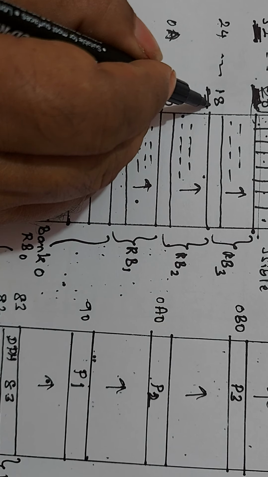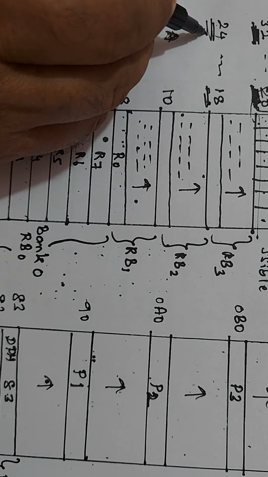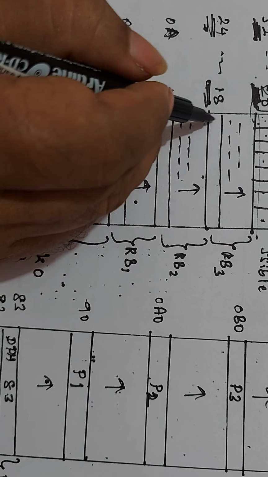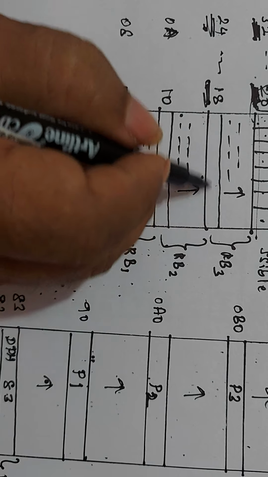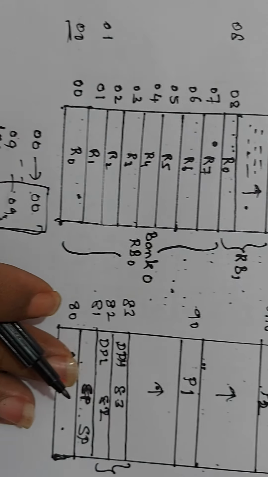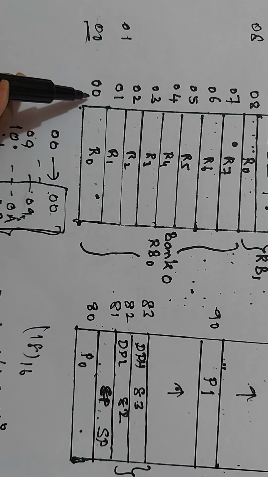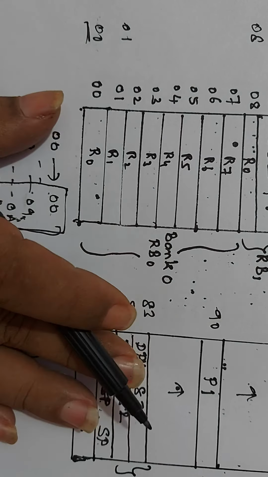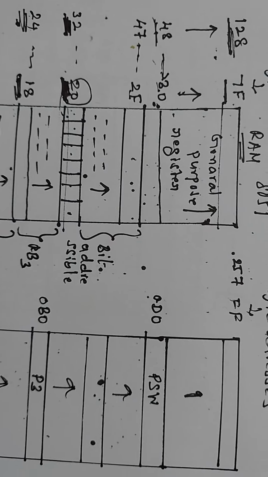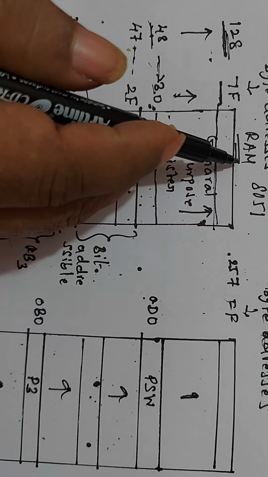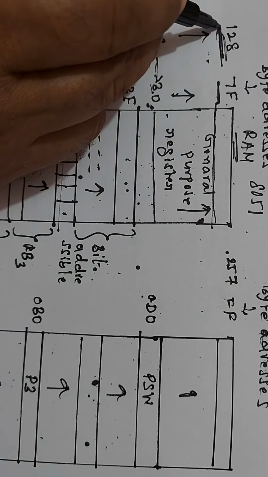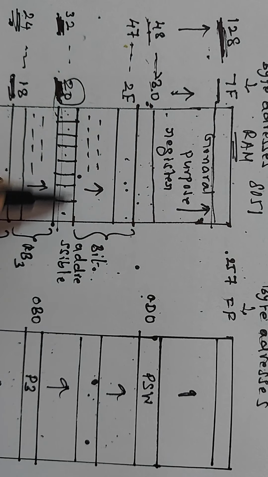18 is the byte address of RAM location 24. And you can store any byte in this RAM location. 18 is the byte address in which you can store any data byte. Similarly, 00 is the first RAM location, 01 the second RAM location, 02 the third RAM location, etc. 7F is the last RAM location, that is 127. Including 00, you can say there are totally 128 RAM locations.